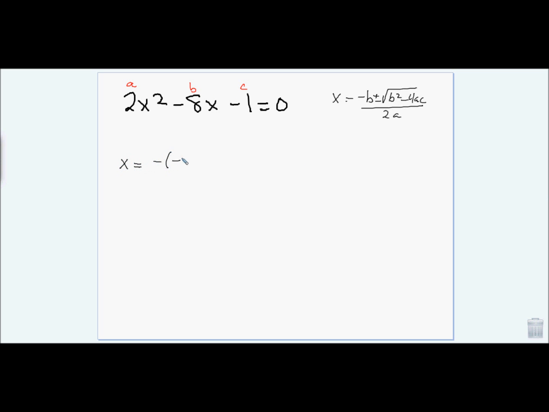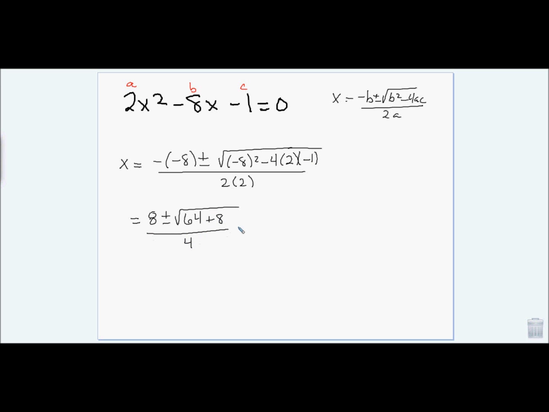Negative B, well, B is negative 8. Plus or minus the square root of B squared, so that's negative 8 squared, minus 4 times A, which is 2, times C, which is negative 1, all over 2 times A, which was 2. So negative 8 is positive 8. 8 squared is 64. Negative 4 times 2 is negative 8, times negative 1 is positive 8, and 2 times 2 is 4.